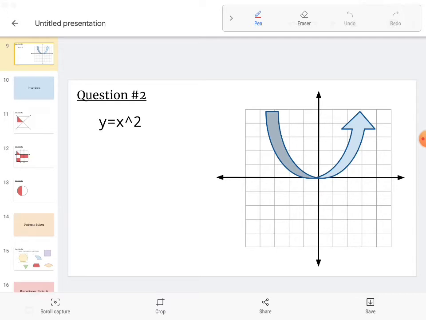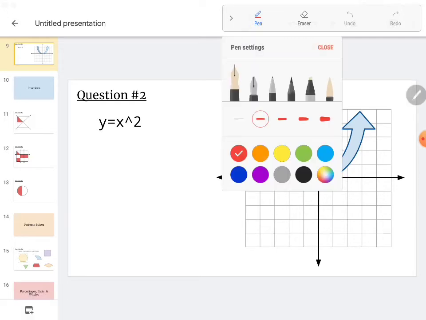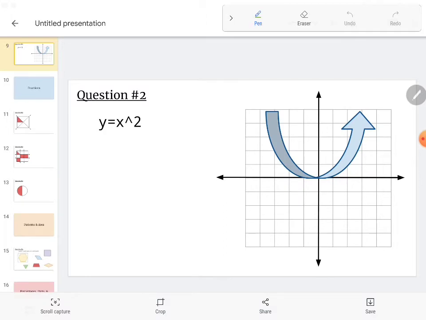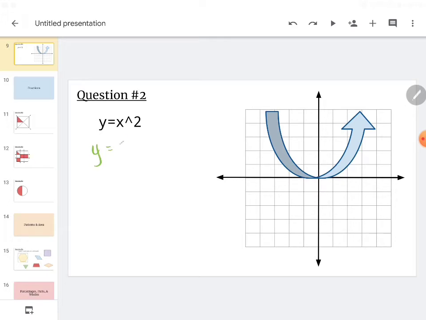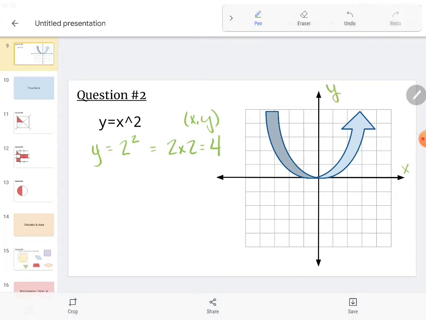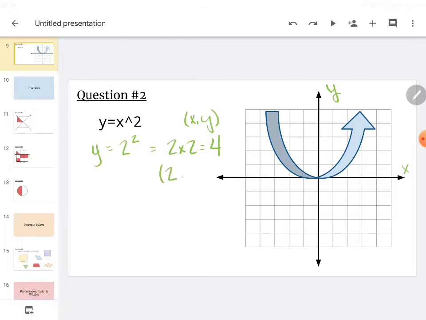So let's say, and you'll kind of see what I mean. Let's say we wanted to make our x a 2. Well, y equals 2 squared. You can do this mental math, do it in your calculator. 2 squared is pretty much going to be 2 times 2, which is going to be 4. And let's do that right there. So we know that our input, or our x, was 2. We know that our solution, or our y, was 4.